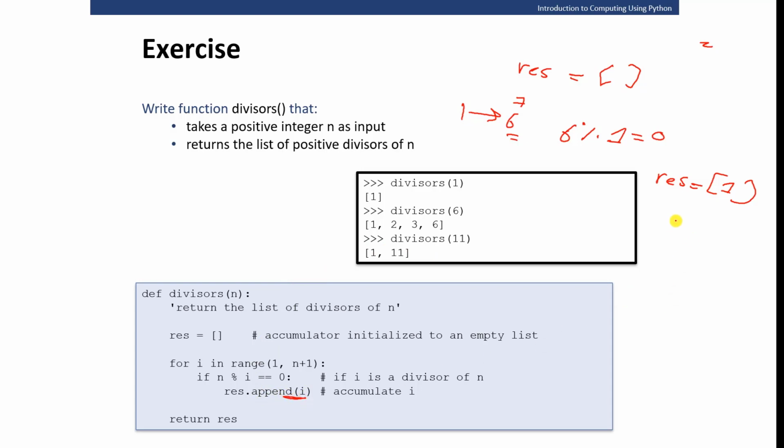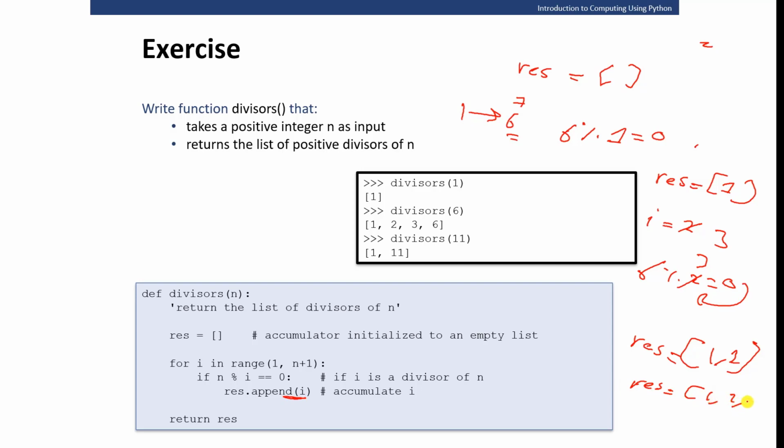Now the new value of i will be equal to what? It will be equal to 2. Then I have to check if 6 mod 2 is equal to 0, which is the case, so I run this line and append i, which in my case is 2. Therefore the new value of result will equal 1, 2. Now i will equal 3, and I check if 6 mod 3 is equal to 0, and that's the case. So the new value of result will be 1, 2, and then I append 3.